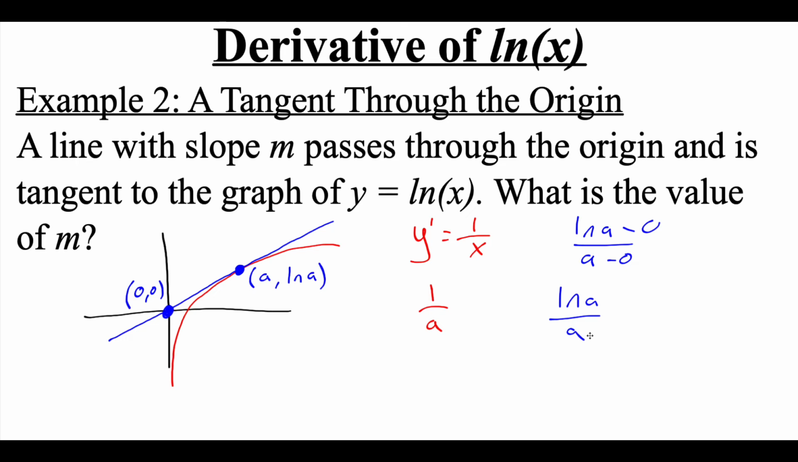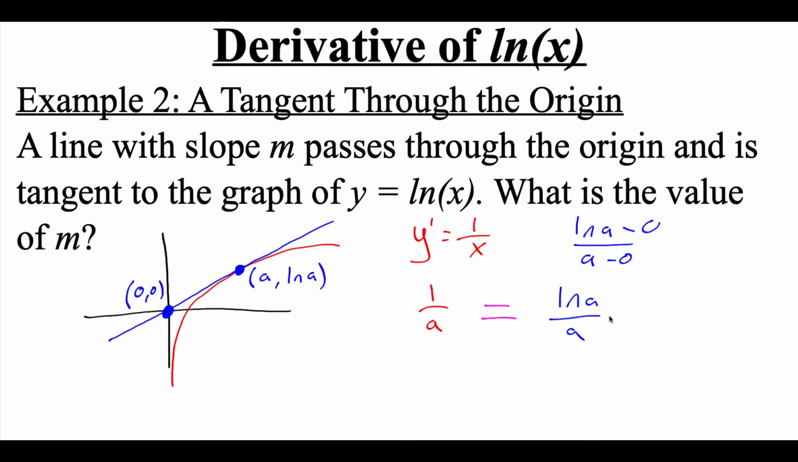So what we've done is we've really found the slope of this tangent line 2 different ways. Using the derivative, we got 1 over a. Using these 2 points on the line, we got the natural log of a over a. Well, this is the same line we're talking about, so these 2 slopes should be equal to each other. So we can solve this equation to figure out what that a is supposed to be.